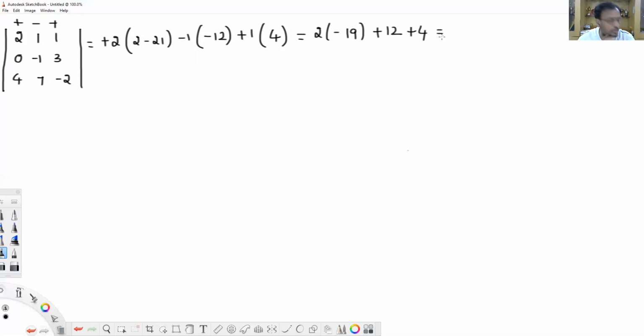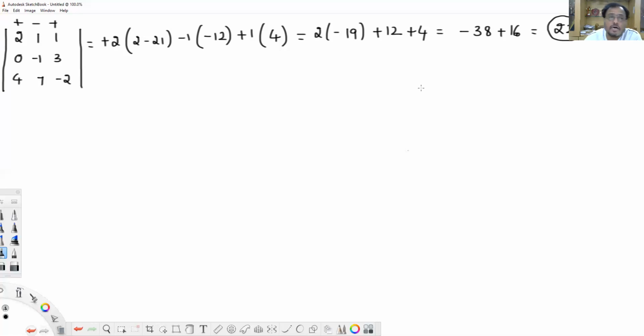So here in this case, minus 38 plus 16 is equal to, so the answer is minus 22. So this answer should never change. Now I'll go for columns.